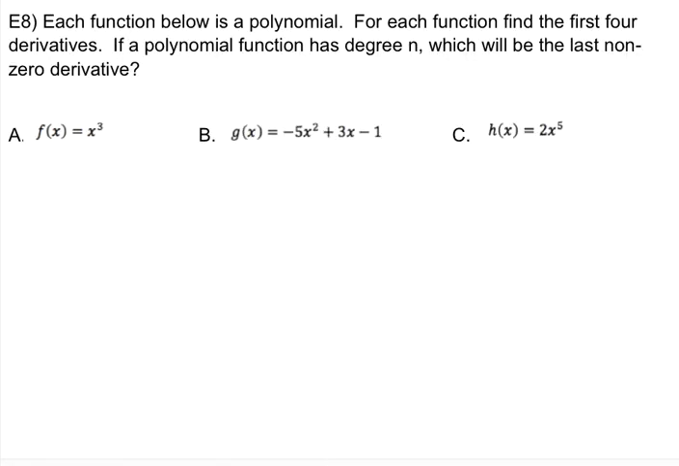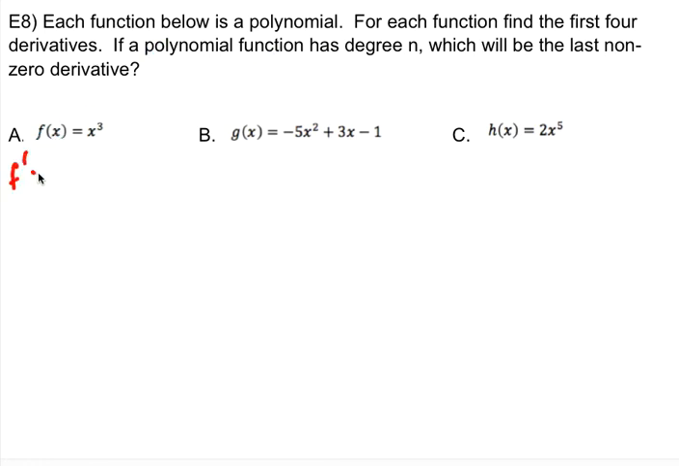All right, last one. Each function below is a polynomial. What we're going to do is differentiate 4 times, and then we're going to start to make a conclusion about how many times we would have to differentiate a polynomial till it essentially ends up with a 0 derivative.